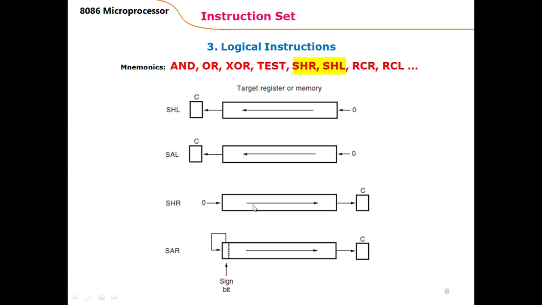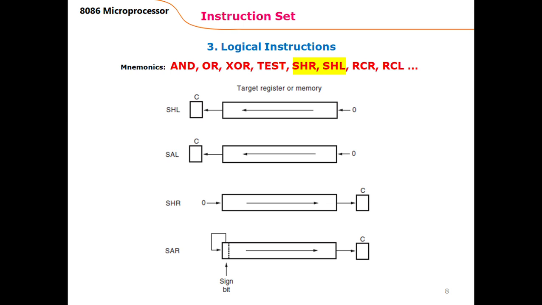A 0 is introduced, and if we again shift right, then the updated rightmost bit is moved to the carry flag, and another 0 is introduced at the most significant bit position. While in the case of shift right arithmetic, with each shift the rightmost bit is moved to the carry flag, and each time the value in the register or in the memory is right shifted, the same bit at the most significant bit is replicated.